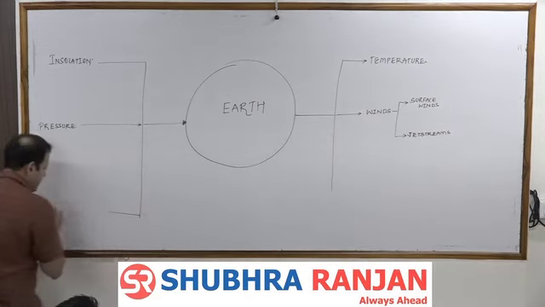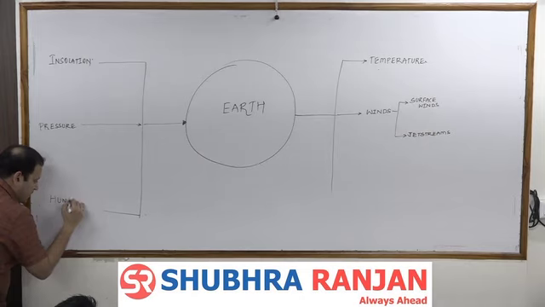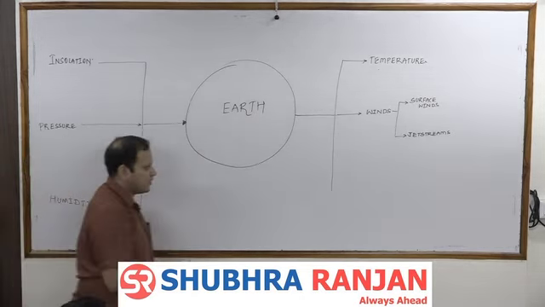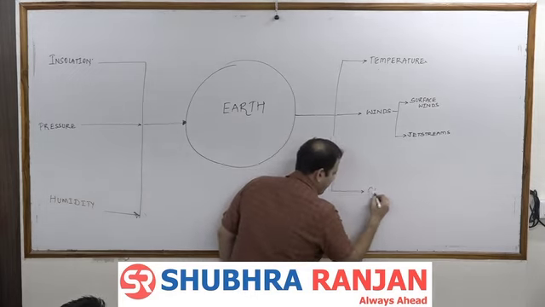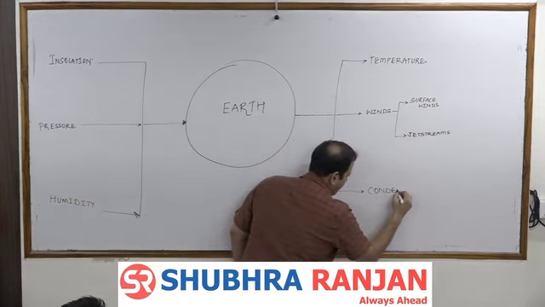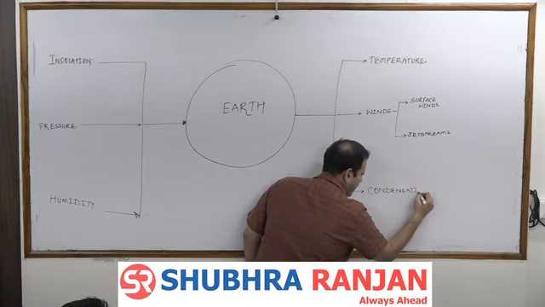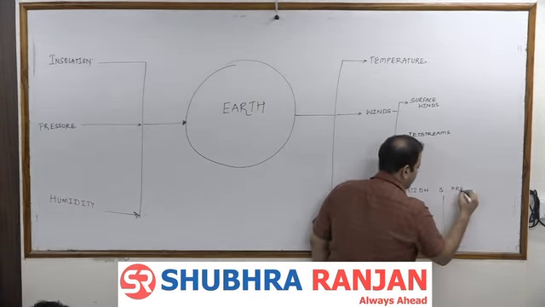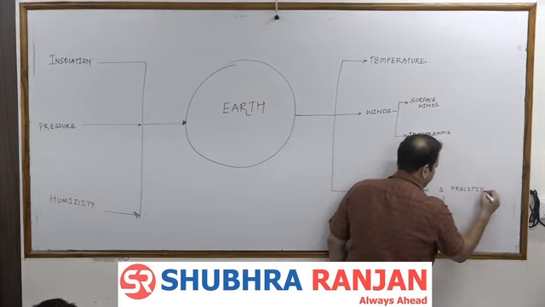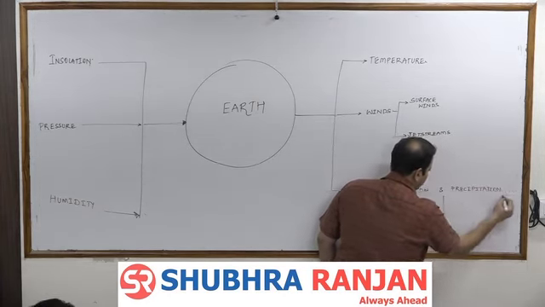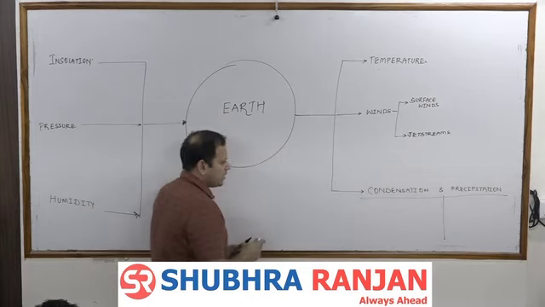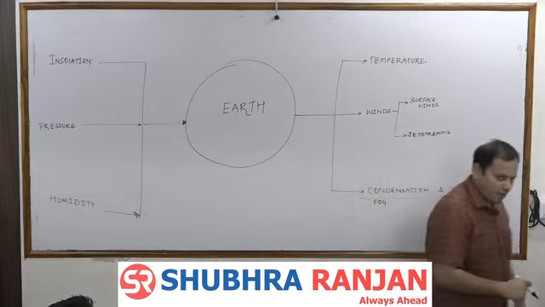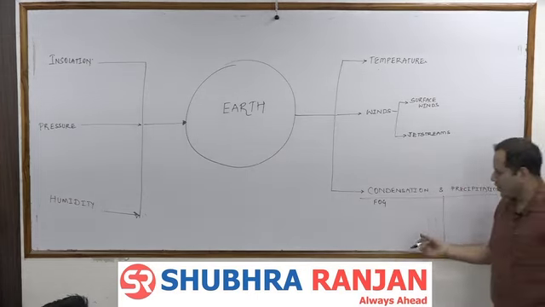Where the input is humidity, that is the amount of moisture present in the air, and the output is condensation, initially cooling, and then we get precipitation. So what is formed due to cooling in condensation? In the coming days, we will see fogs. So fogs are formed due to cooling.